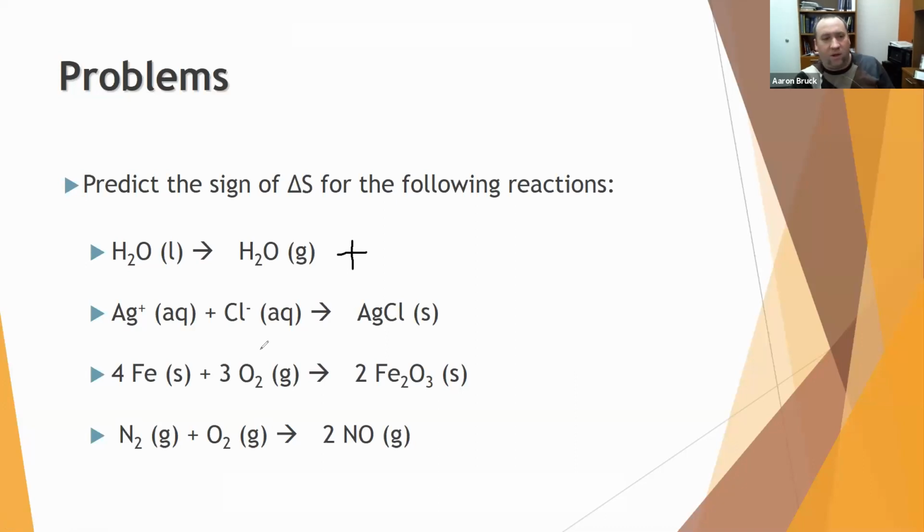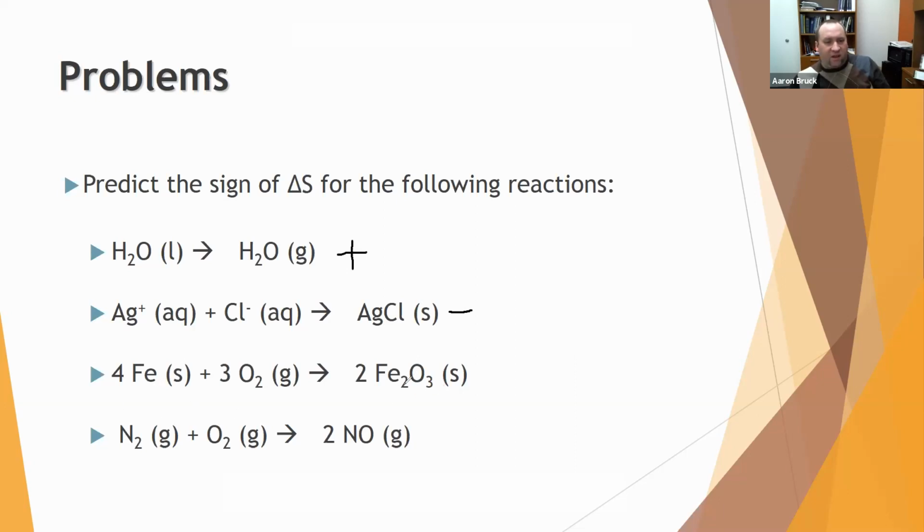In the second problem, we've got silver ions in solution and chloride ions in solution forming silver chloride solid. So think about these. These are in solution, so they are kind of like they are in a liquid, and they're going to the solid state, which has a low entropy. So I'm going from moderately disordered to very ordered. This is going to have a negative effect. We're going to see a drop in entropy, and as a result, a negative delta S.